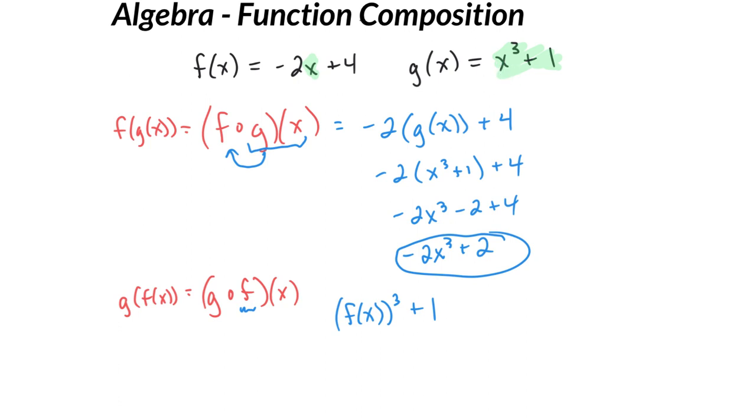Well, I'm going to write that down. That's -2x plus 4 cubed plus 1. That's a lot of work to cube that, so I'm just going to circle that and call it good. So this is function composition, just the putting together of two functions to make a new one, or doing one followed by the other.